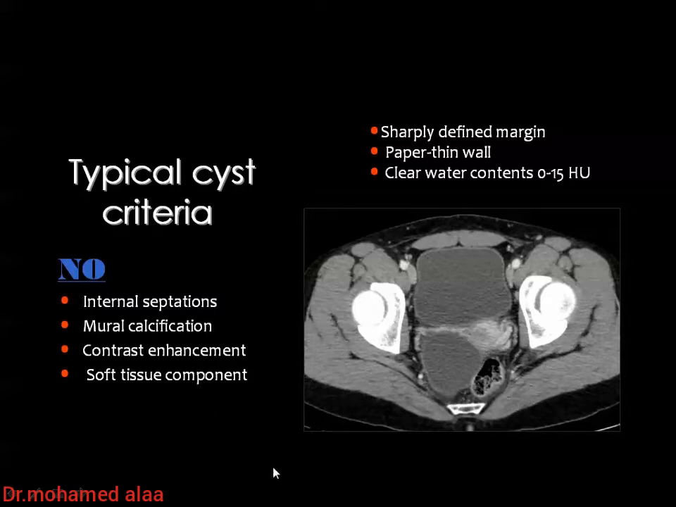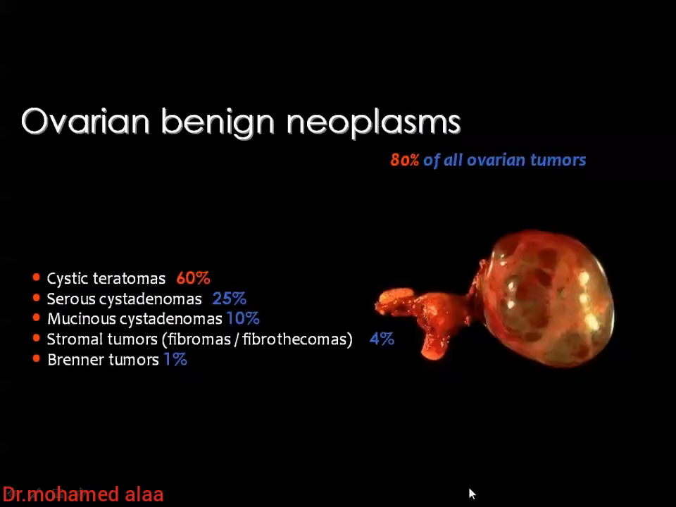If you have a cyst anywhere in the body, in the kidney, in the liver, in the spleen, in the ovary, and this is a simple cyst, it should have these typical criteria. Then we came to the benign tumors, and we mentioned the teratoma, the serous and mucinous cystadenoma.